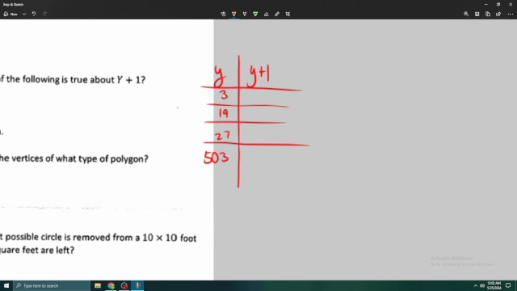So if y is one of these odd numbers, well, let's look. Y plus 1 is 4. In this case, 19 plus 1 is 20. 27 plus 1 is 28. 503 plus 1 is 504. You see that these are all even numbers, obviously, right? Think of it this way.